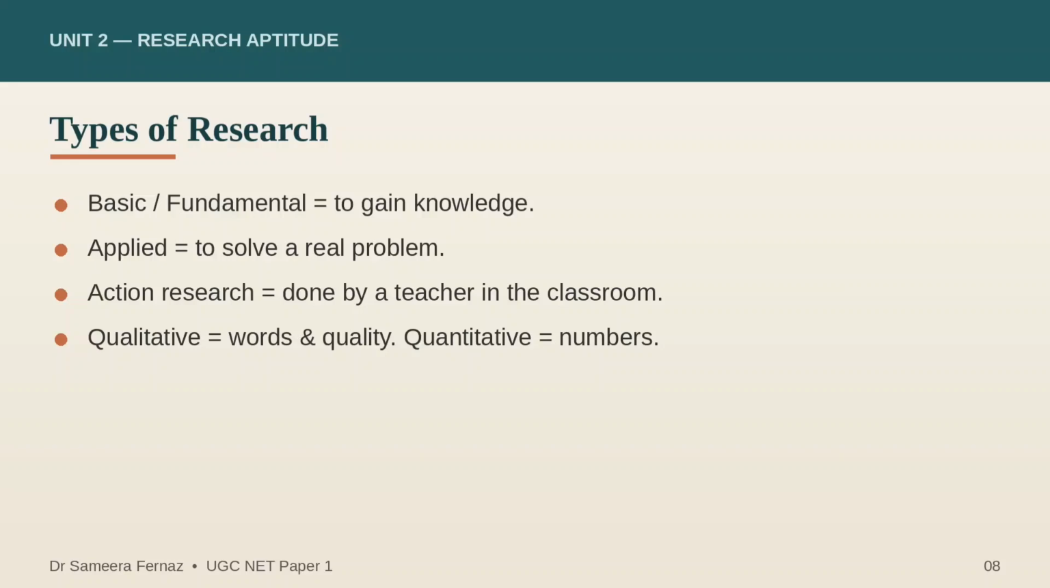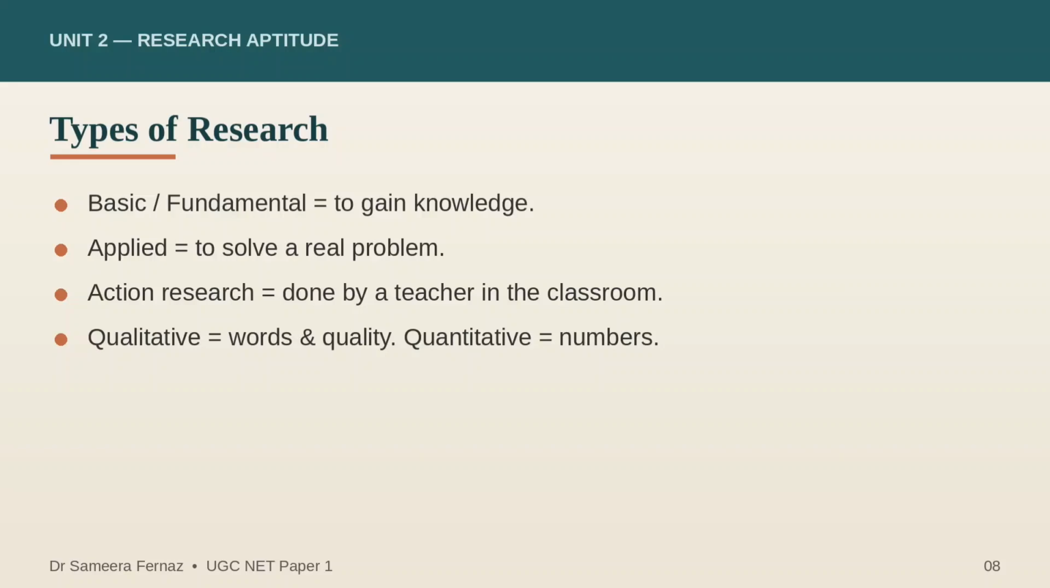Now, the two big methods. Qualitative research uses words, feelings, and quality. Quantitative research uses numbers, data, and quantity. A simple trick: quantitative has the word quantity, so it means number.